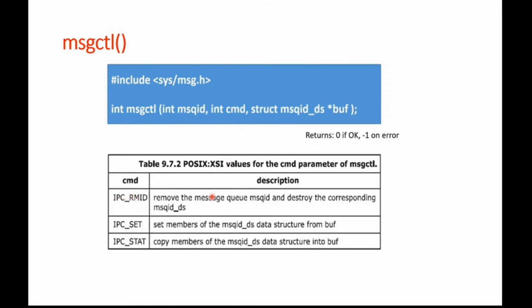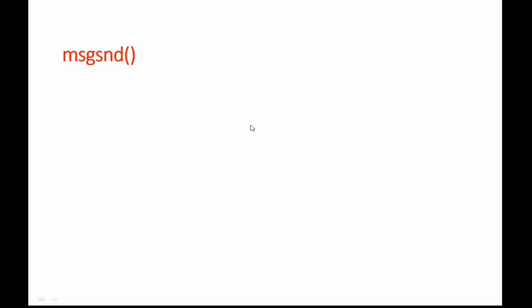The next is IPC_SET. It is going to set the members of the message queue ID data structure from the buffer. So from here it is going to take the value, and that value will be set to your message queue ID data structure, because here you are going to pass the pointer. Then IPC_STAT is there, which copies the members of the message queue ID data structure into the buffer. So these are the three different forms of commands which you are going to pass as the parameter for your message control.